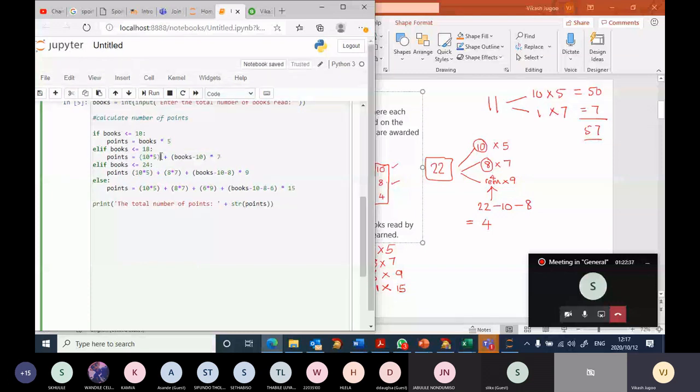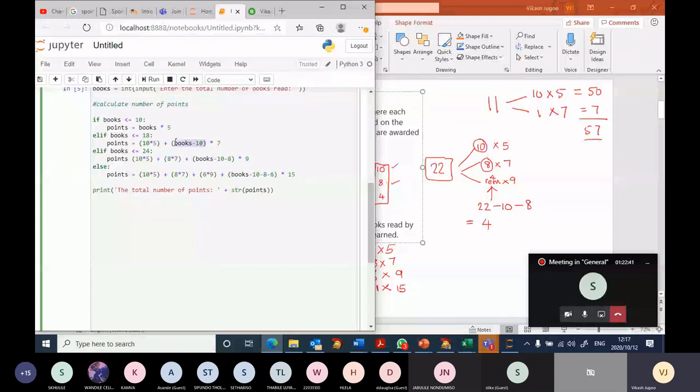The first 10 books, the remainder times 7.